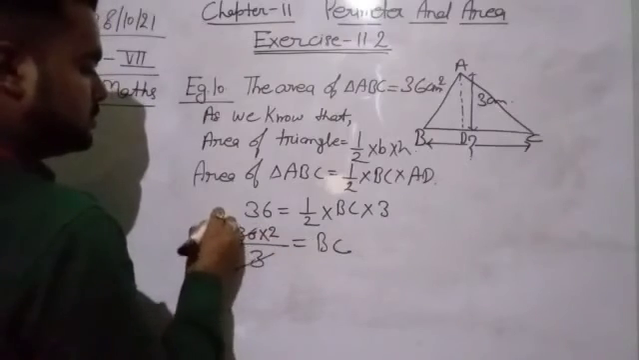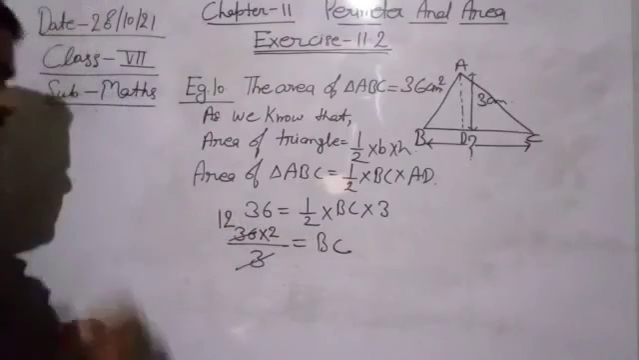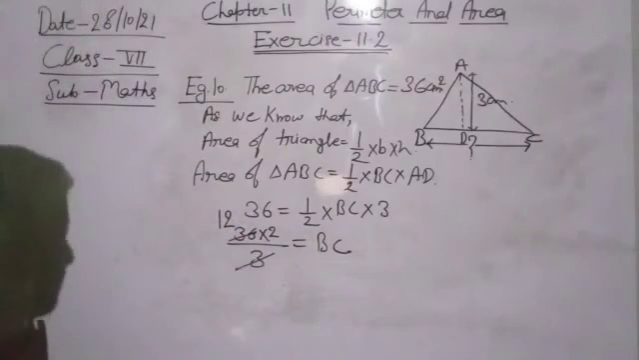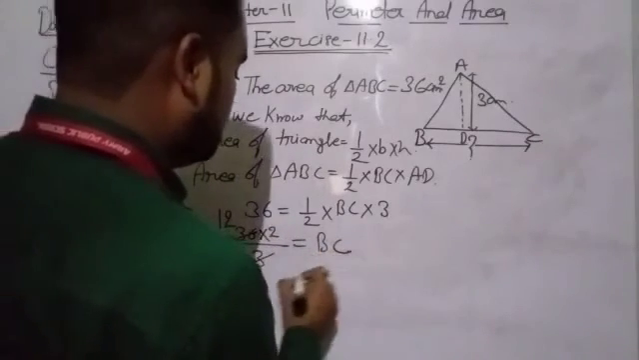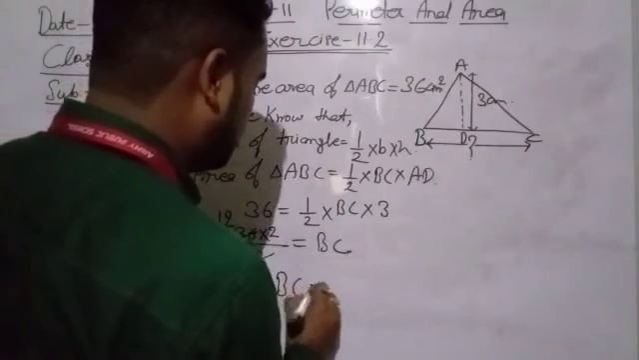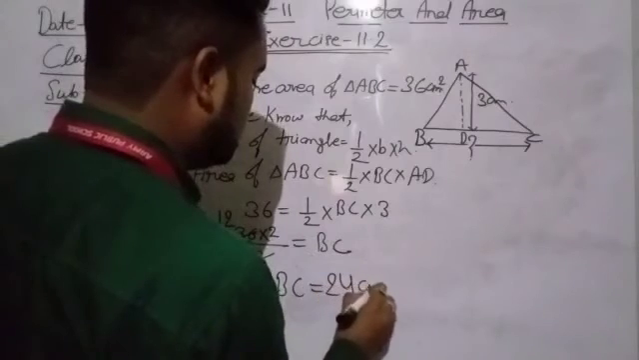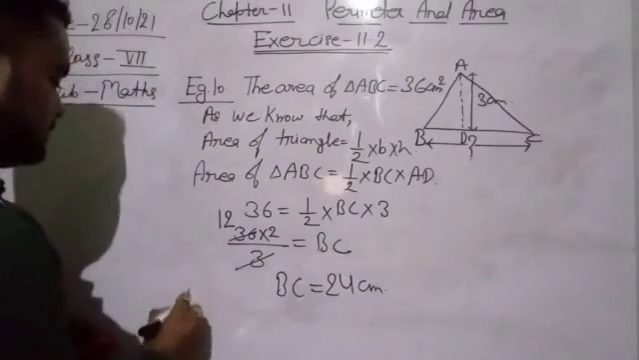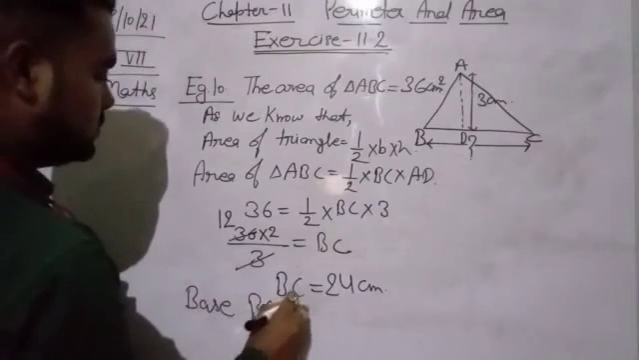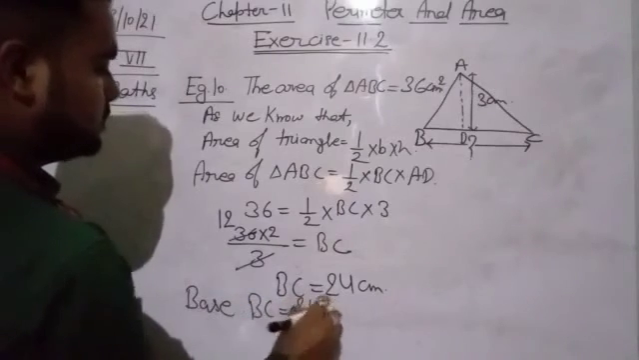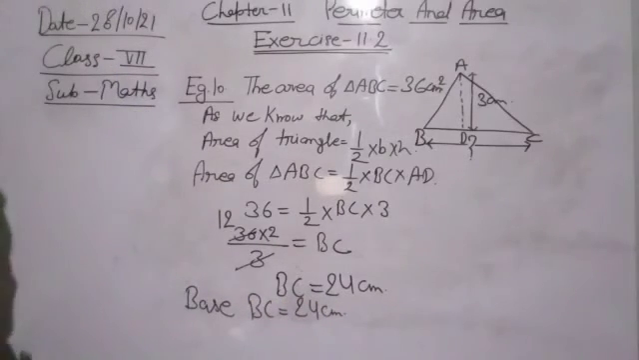So 36 is cut down by 3 by 12 times. So 12 times 2 is 24 centimeter. That is the base. Base BC is of 24 centimeter. Let me explain it again.